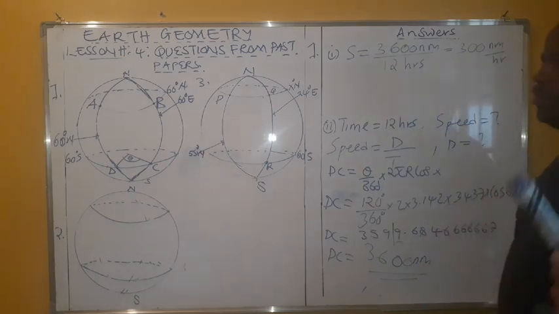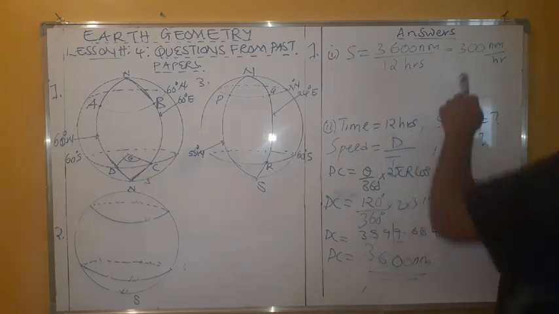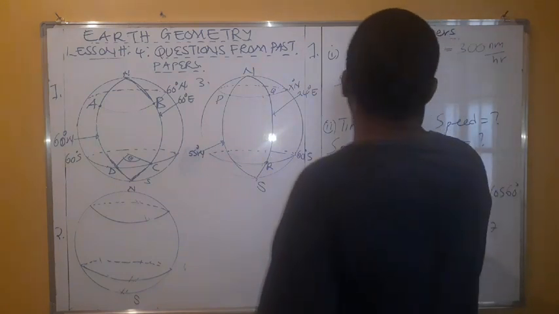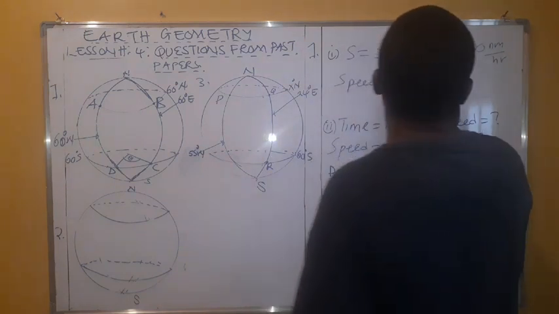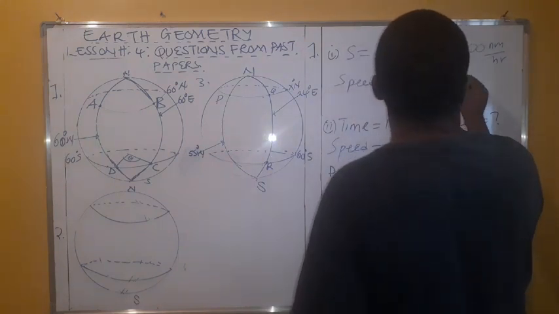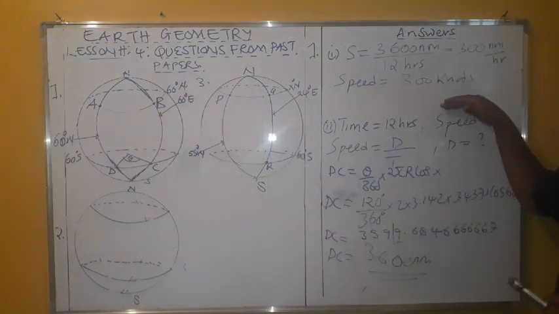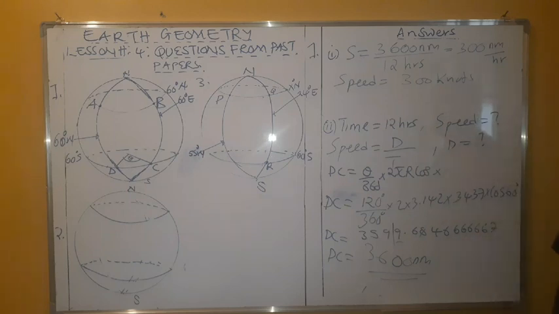Remember, I've said 1 nautical mile per hour is 1 knot, meaning that 300 nautical miles per hour is 300 knots. So therefore, our speed is equal to 300 knots. There's that 1-to-1 proportion. That is our speed, 300 knots.